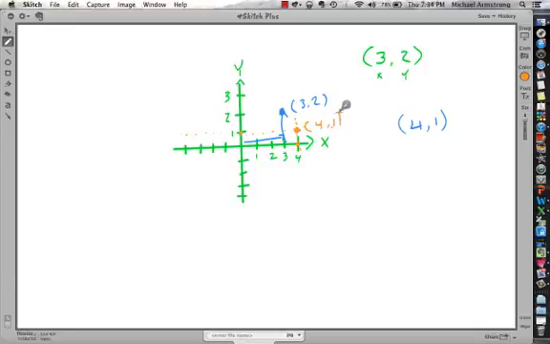And this is supposed to be a parenthesis. 4, 1 is your point. 3, 2 is your other point. That's what it looks like on a graph. We didn't use these other areas, but we'll learn how to do that later. That's pretty much most of what you got going on here.